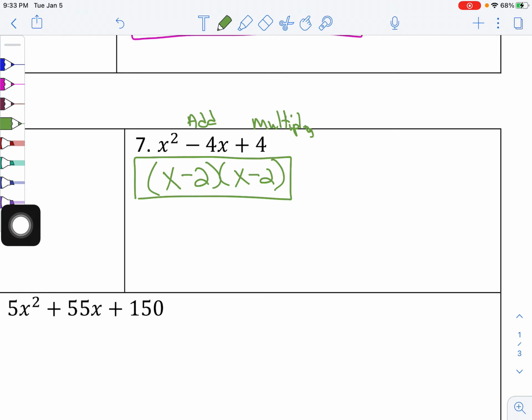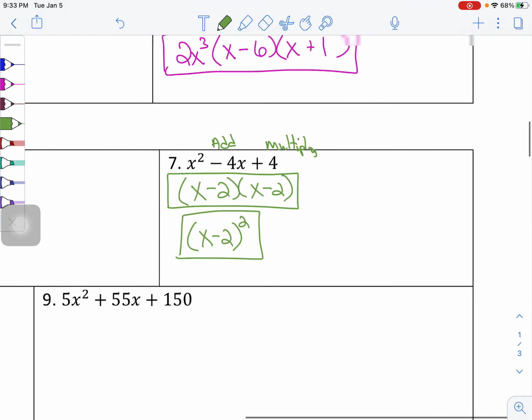Yep, we got it. Now, if you want to be a little bit lazy and you notice that your two factors are identical, you could actually write it down as a single factor with an exponent of 2. It's up to you, all right? I would accept either answer. Both of them mean the exact same thing.